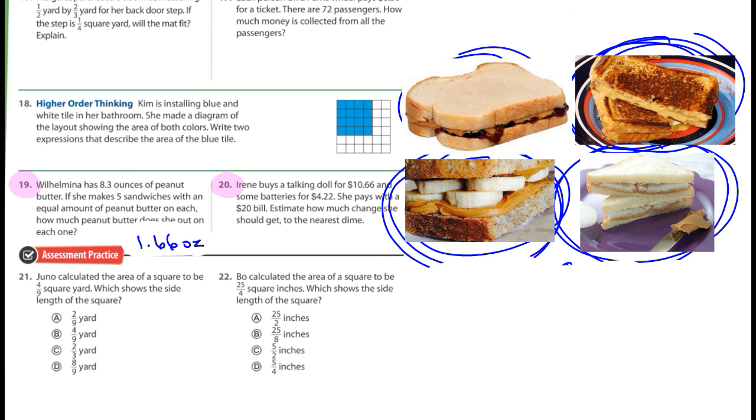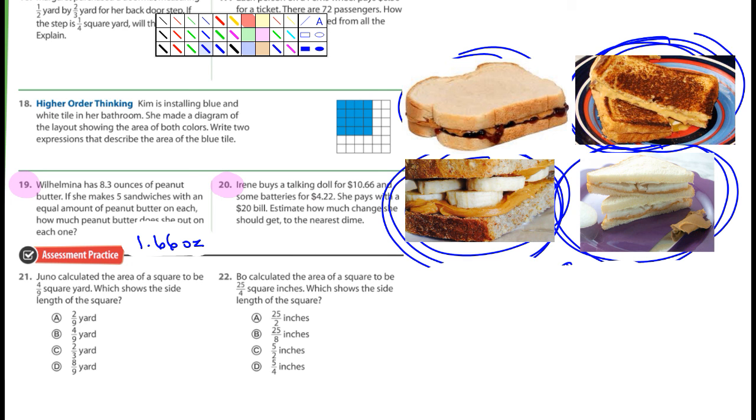All right, back to number 20. Irene buys a doll for $10.66. I'm going to put that down here, $10.66. It's a talking doll. She also spends $4.22, so I'm going to put down $4.22. Then she pays with a $20 bill. It says estimate, and I think I told you guys, I'm not interested in estimating. I want to know her change. So you're going to have to total these first.